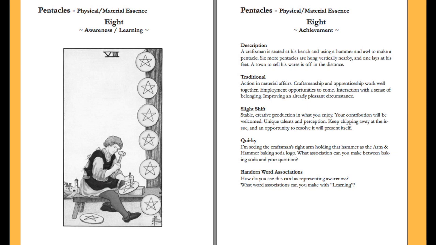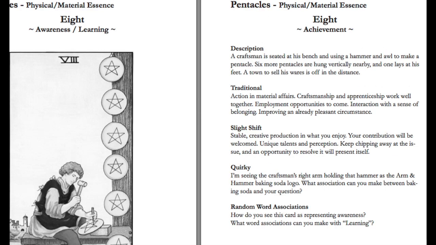Another example here is the Eight of Pentacles. They all have quirky meanings to them. And some of them are funny. They'll make you laugh. And then others are just, wow, I never saw that before. So the Eight of Pentacles here I have for quirky. I'm seeing the craftsman's right arm holding that hammer as the Arm & Hammer baking soda logo. What associations can you make between baking soda and your question? Baking soda has a lot of uses to it. And that Arm & Hammer logo of that arm holding that mallet, this card reminded me of that.